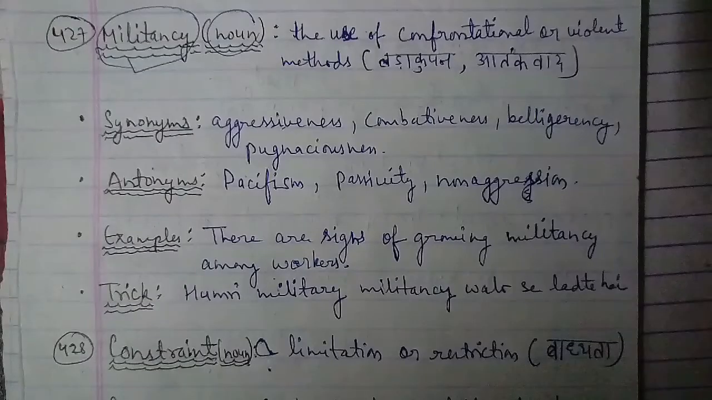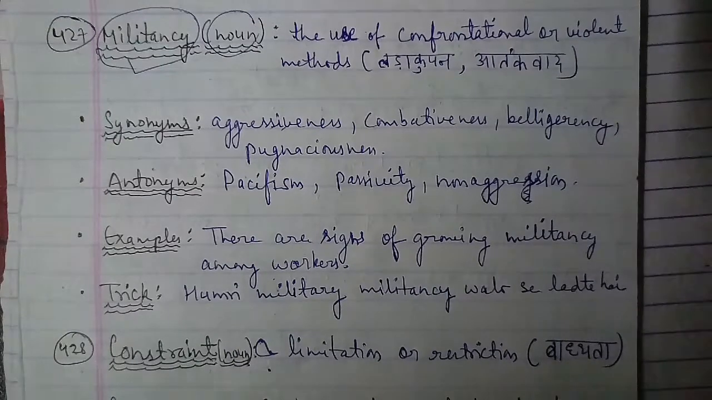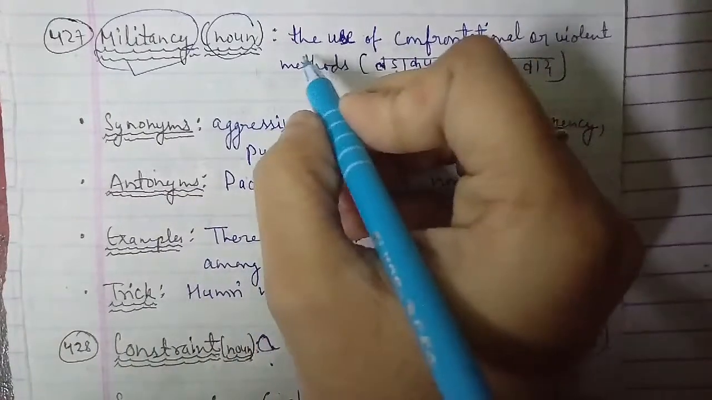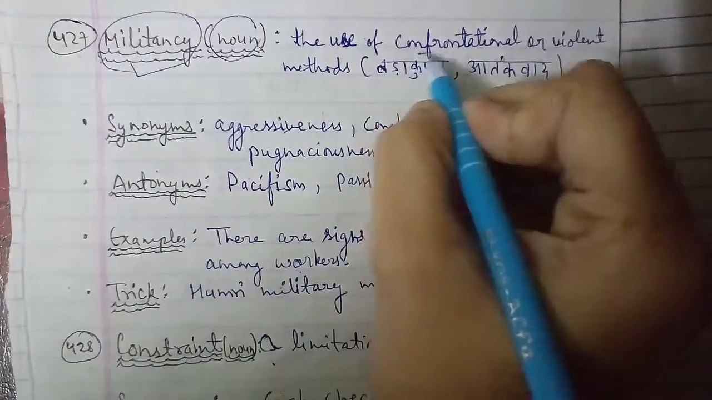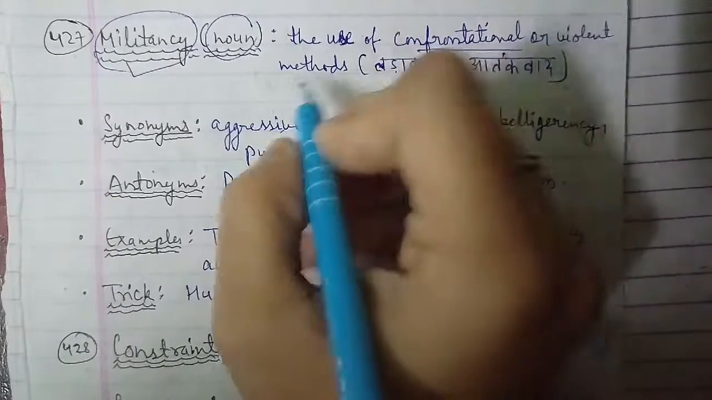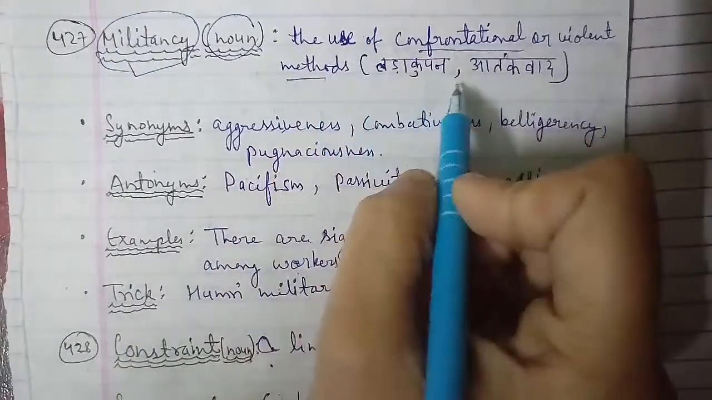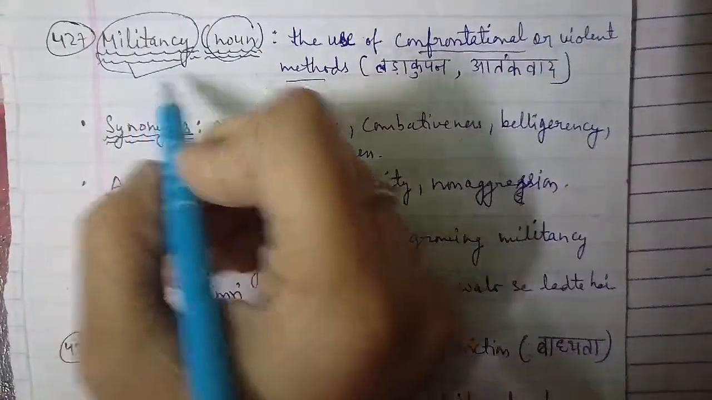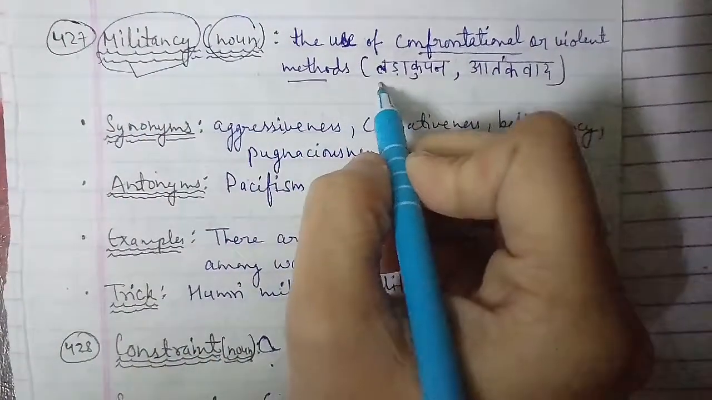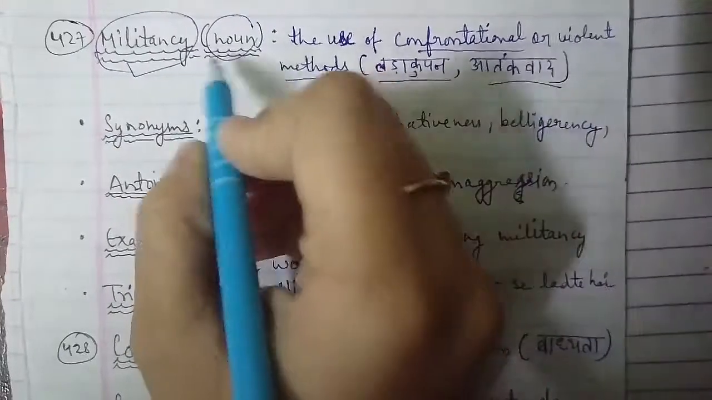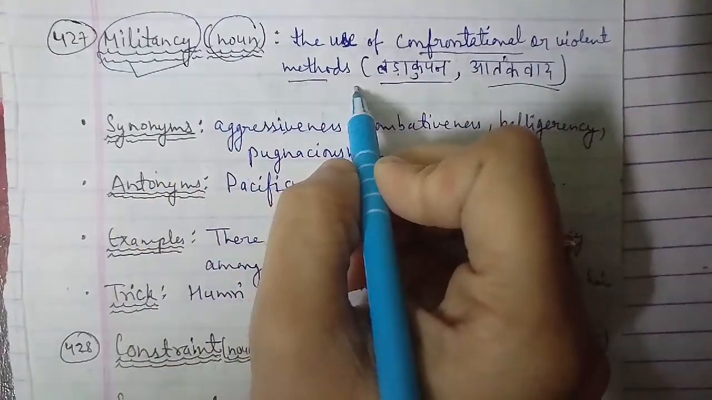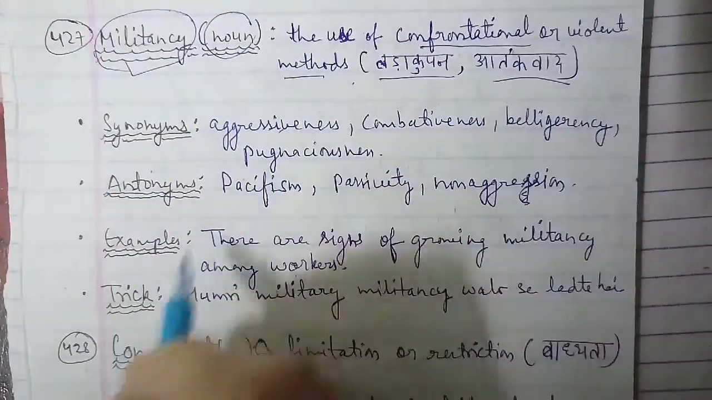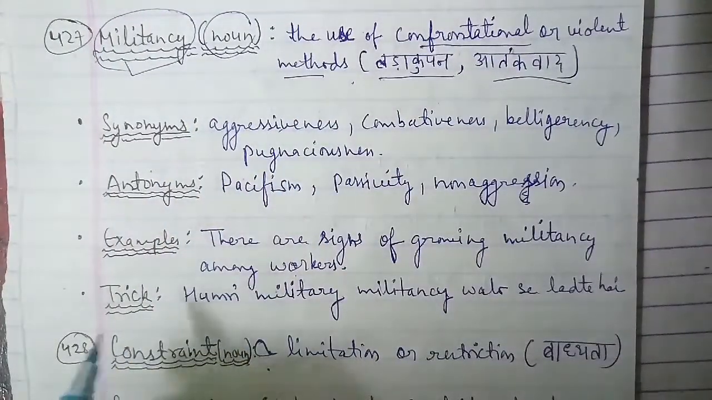In Hindi that is लड़ाकूपन या आतंकवाद, उसके लिए आप militancy word use कर सकते हो when someone is intentionally लड़ाई करना, and for that violent method use करना, then you can use the word militancy there. Now we deal with the synonyms of militancy. The synonyms of militancy are aggressiveness, combativeness, belligerency, and of course pugnaciousness. These were the 4 synonyms of militancy that we have here.